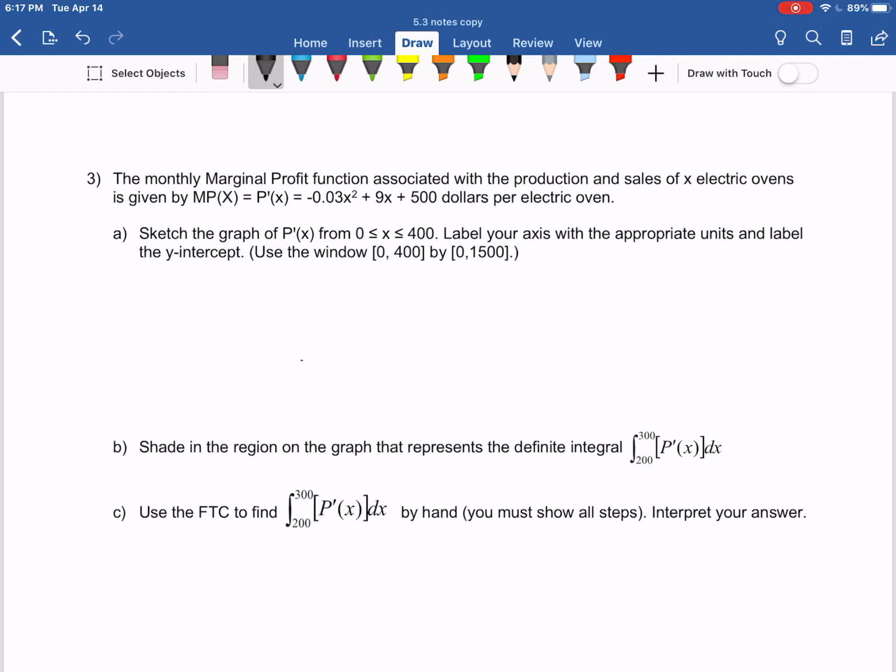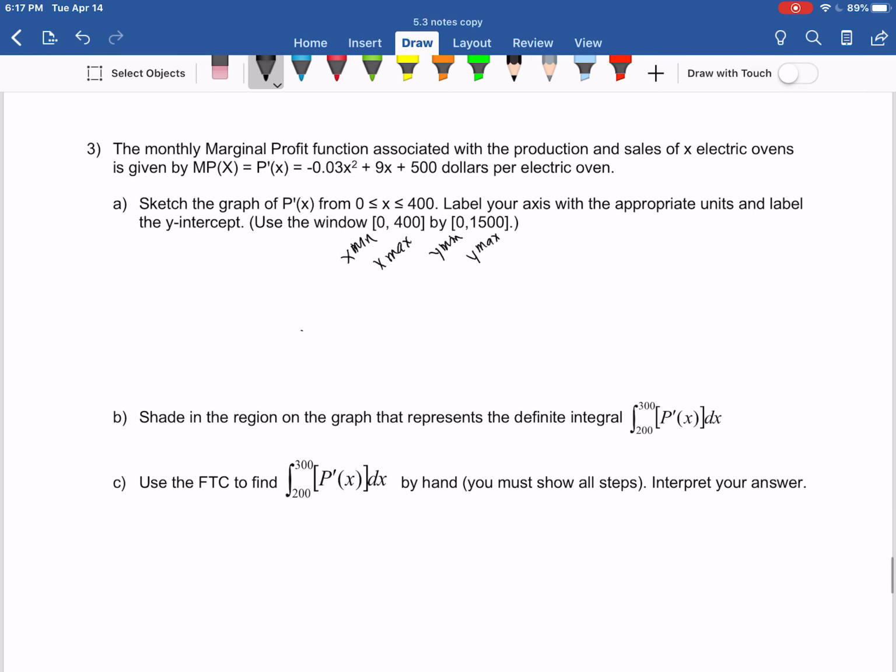And if you want to use your graphing calculator for this, you can. I recommend using the window that you see there. The X min is 0 and the X max is 400. The Y min is 10 and the Y max is about 1500. That'll give you a decent picture of what this function looks like. But I'm going to go ahead and see if I can get this sketched out for you. It's going to go something like this.